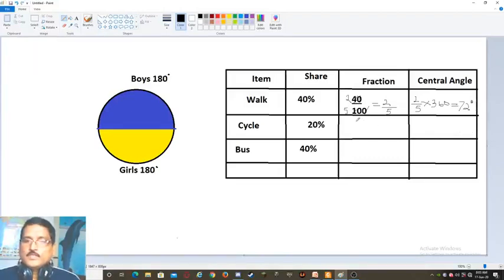Clear? Now 20%, 20 by 100. Okay, after cancelling what am I getting? 1 upon 5. Now in degree, 1 by 5 multiplied by 360, central angle.